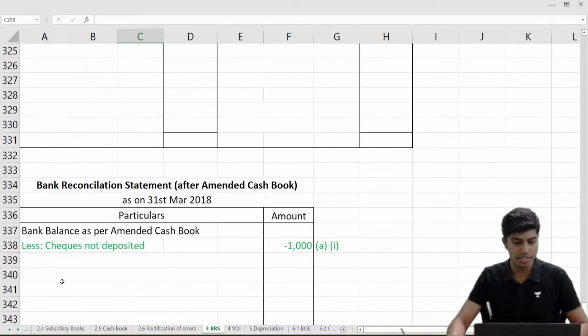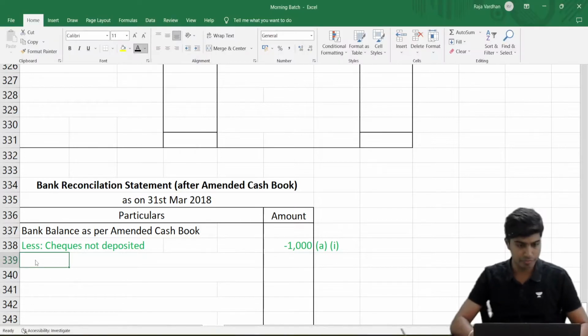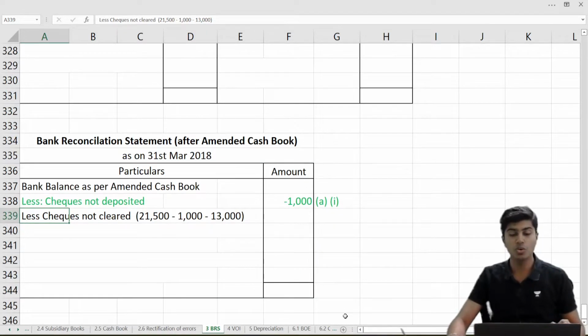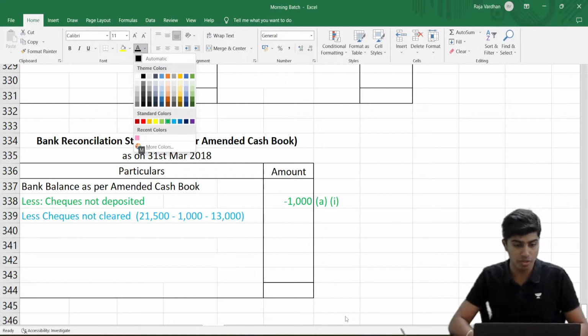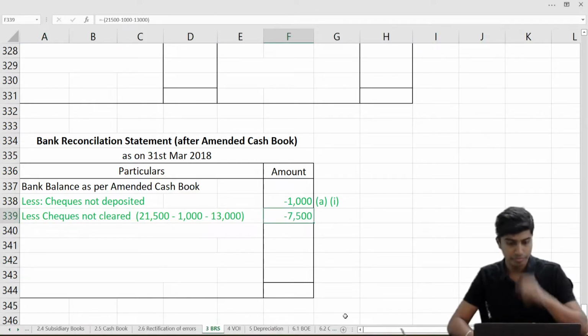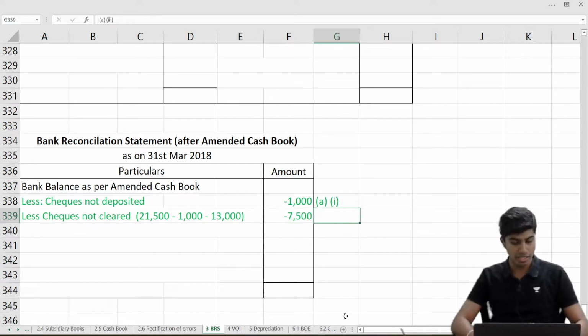In my bank reconciliation statement, I'll write checks not cleared. 21,500 is the checks received. Out of that, 1,000 rupees per check is not sent to the bank. Out of the balance, what is sent, 13,000 worth of checks have been cleared. The balance is the checks deposited but not cleared. How much is that? Tell me. 7,500. This is A3.